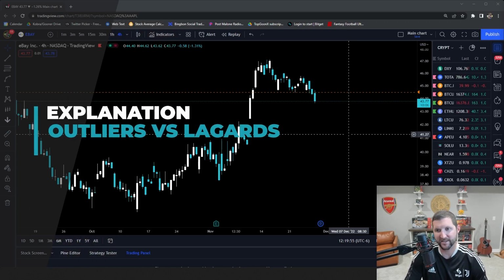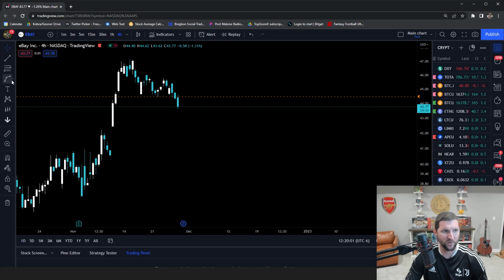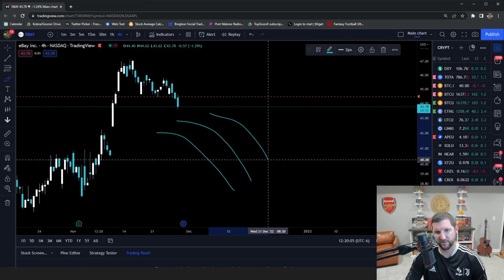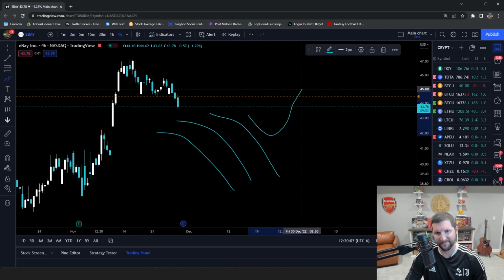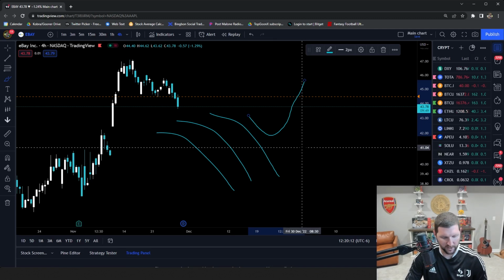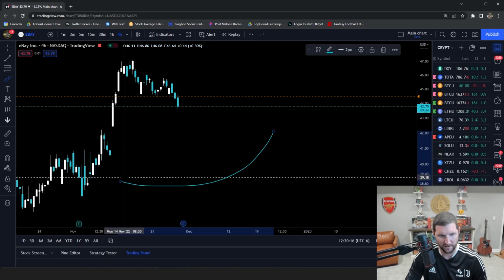Now a laggard is going to be in the same direction. So you can have outliers and laggards, right? And what an outlier means is that the rest of the market's dropping and you have all these crypto assets dropping, but you have one asset that is pumping. That's an outlier, okay?